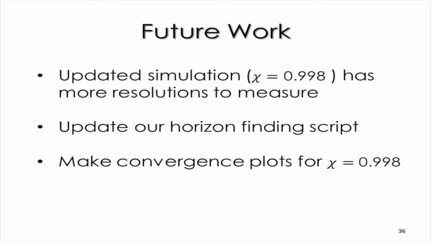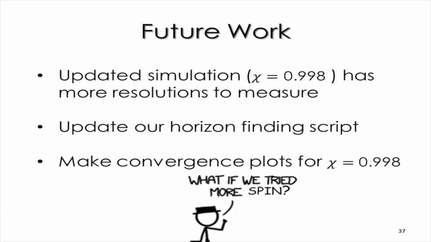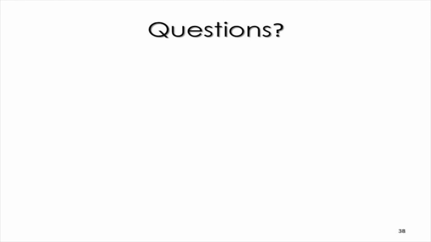Future work on these would be to make measurements on an updated simulation for the highest spin case. That now has more resolutions, so these sorts of convergence tests could be done on the high initial spin of chi 0.998. It would be a good idea to update our horizon finding script, since the updates to the underlying software mean that that measurement script doesn't work anymore. And of course, in the farther future, we might like to try more spin. That's about it. There's a spare slide for questions.